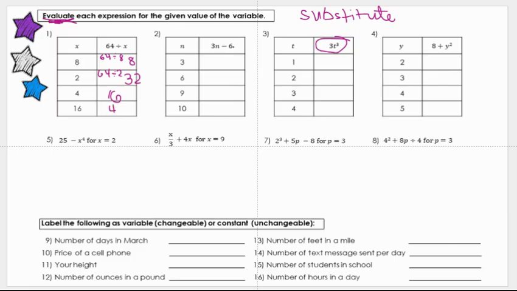All right, 3n minus 6. So when these are together, we talked about this being a coefficient and the variable. The fact that they are side by side means that they get multiplied. When a coefficient and a variable are right next to each other like that with no sign in between, that means we are multiplying. So this means 3 times 3 minus 6. 3 times 3 is 9, minus 6 is 3.